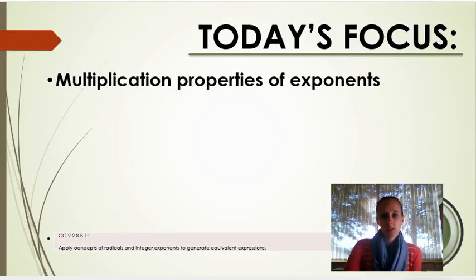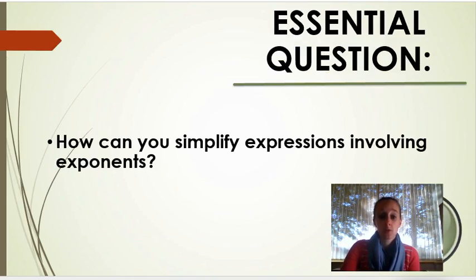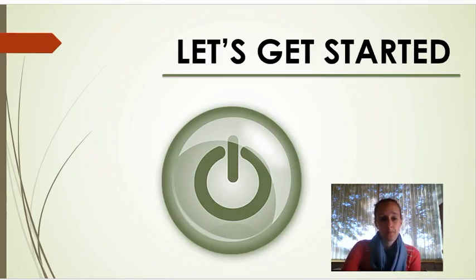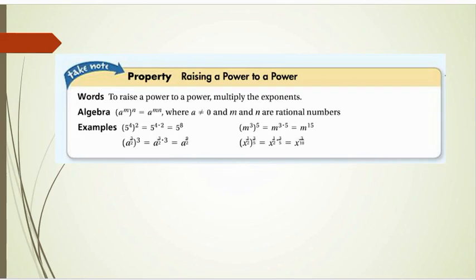Alright, today's lesson is 7.3, all about multiplication properties of exponents. So today's focus is going to be on multiplication properties of exponents. Our essential question for today is, how can you simplify expressions involving exponents? So we've looked at a couple different ways, and now we're going to move on and do all about multiplying them. So let's get started.